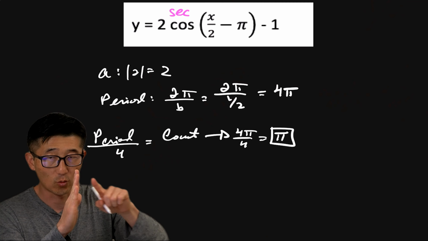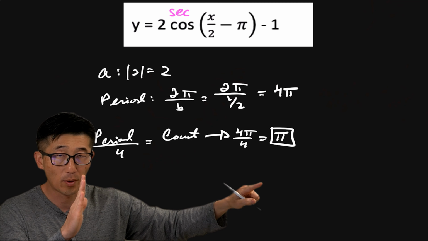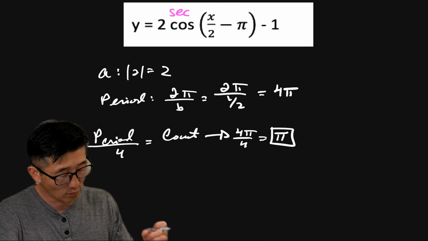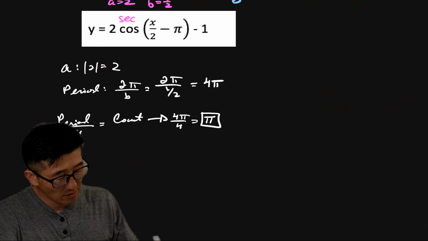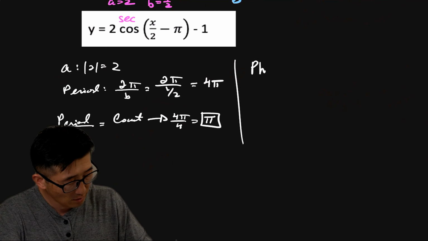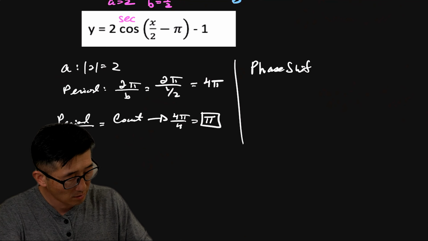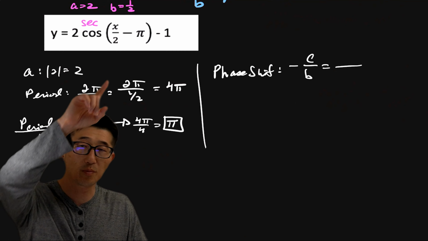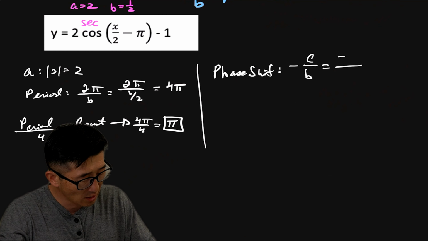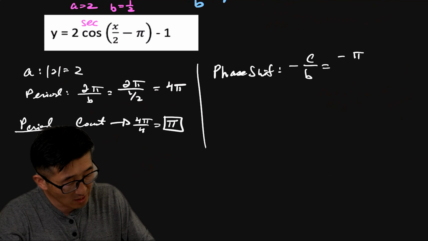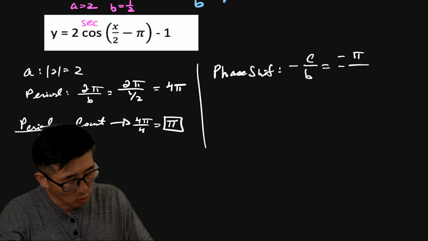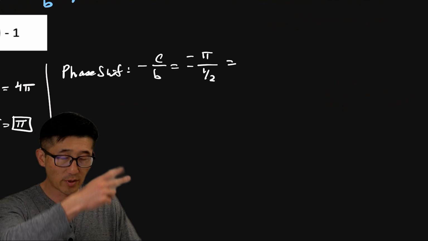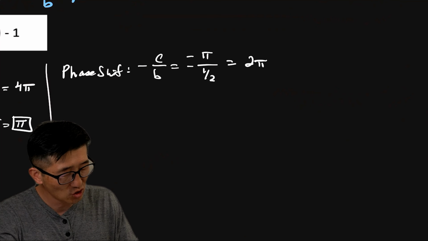You'll be just counting like 1 pi, 2 pi, 3 pi, 4 pi, or whatever it takes to get to the fourth segment. Okay, and then phase shift, we're going to take negative c over b. In this case, c would be negative pi, so it'd be negative pi over b, which is 1 half. And then negative negative becomes positive. The 1 half will flip and become 2. So the phase shift is 2 pi.